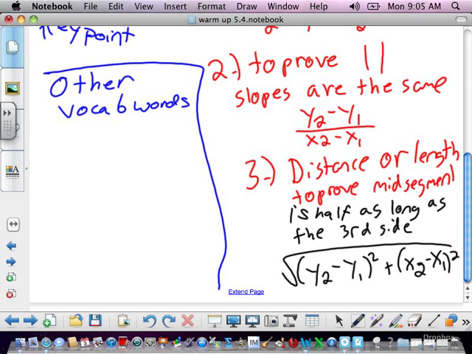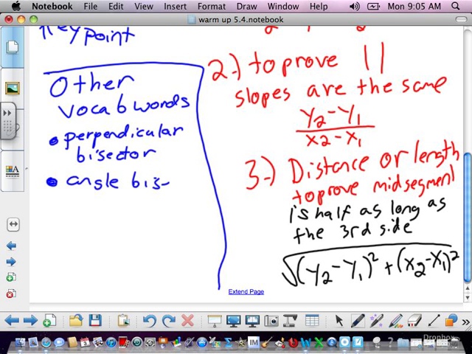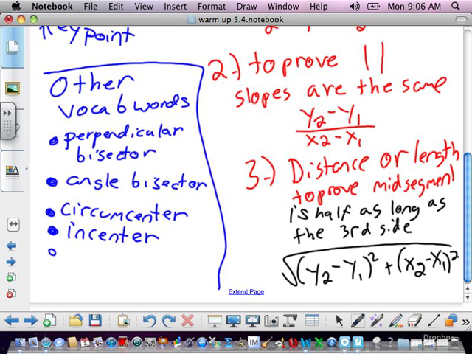Okay. So I'm going to put one, perpendicular bisector. Two, angle bisector. Three, circumcenter. Four, incenter. Five, points of concurrency.